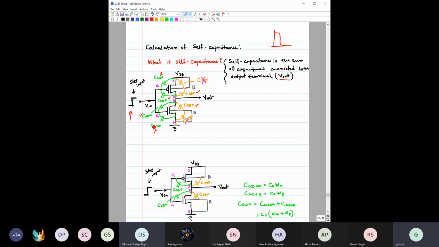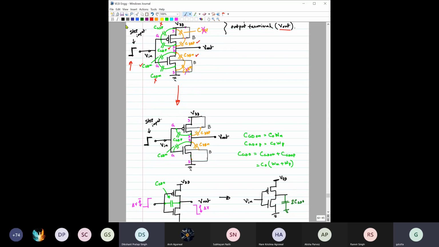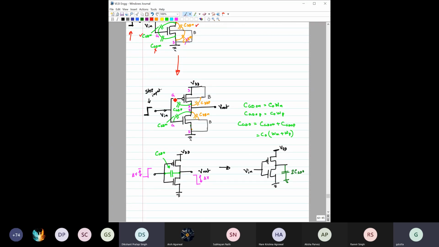Okay, so for all these capacitances, we have neglected some of them and considered some of them, with some justification. So probably we can simplify this diagram like this. We have associated capacitances with these four. Now, could you please comment on this CGDP? What would this capacitor be? What is this CGDP and what is this CGDN? What capacitances are these? Diffusion, overlap, what? Quickly.